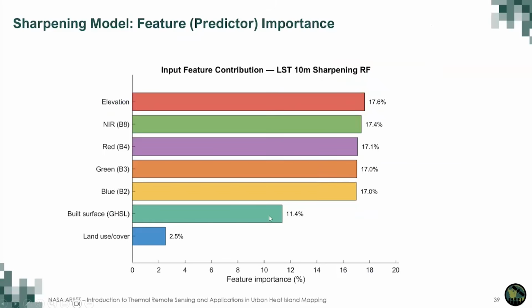The built surface actually contributed about 11.4%, so pretty significant, but the actual land use, land cover map, which I included in this example, had a very low information content. And that's actually because it's derived from the Sentinel-2 reflectance data. So essentially, you don't want to add in variables that are correlated with each other. So we should probably remove the land use, land cover from this case.